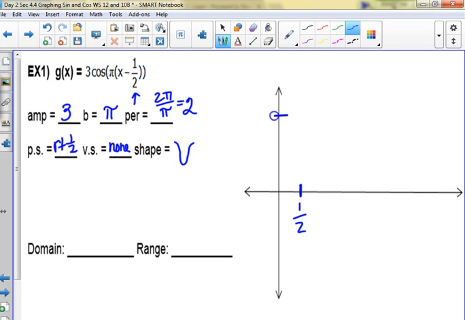Where are all the maxes going to be? Okay, the maxes are going to be at 3 and the mins are going to be at -3. It doesn't have a vertical shift up or down. And it's going to start at 1/2. And I'm going to go ahead and draw it because I like to label after the fact.